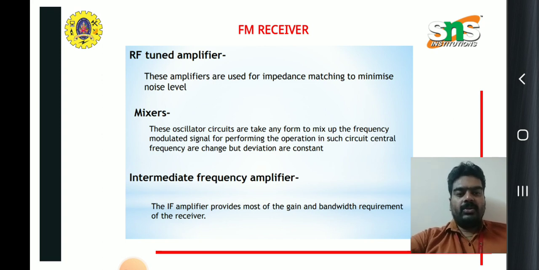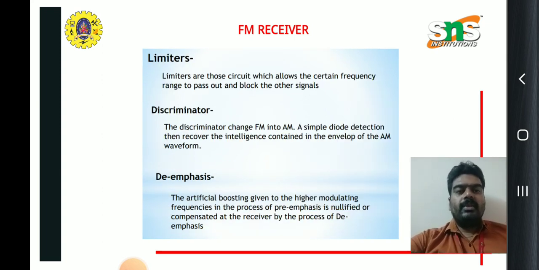Then the intermediate frequency, that is called the IF amplifier. The intermediate frequency amplifier provides most of the gain and bandwidth requirement of the receiver. And after that, the limiter. Limiters are circuits which allow a certain frequency range to pass and block other signals. So this is the operation of the limiter.